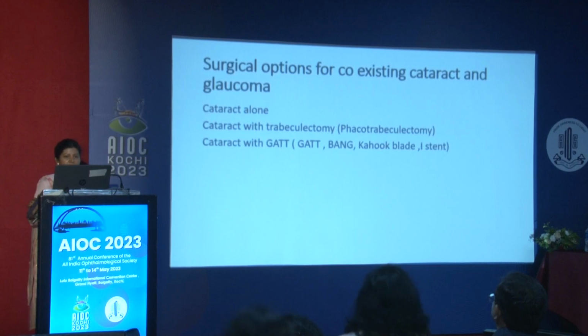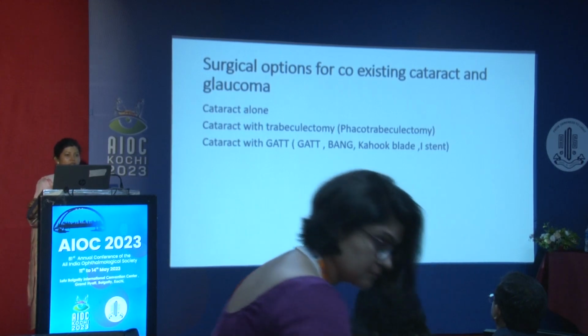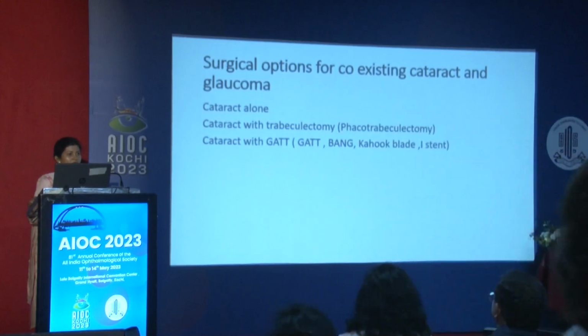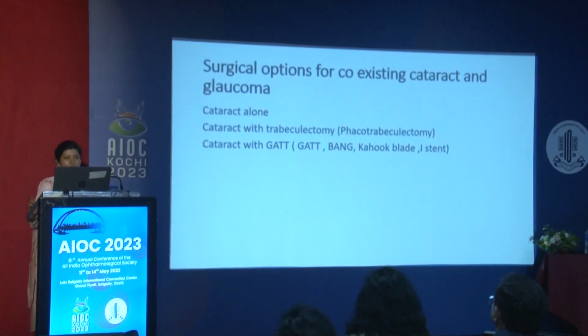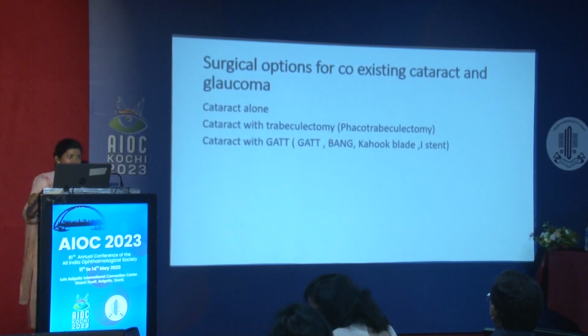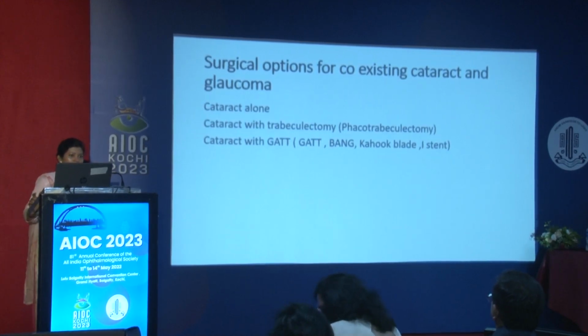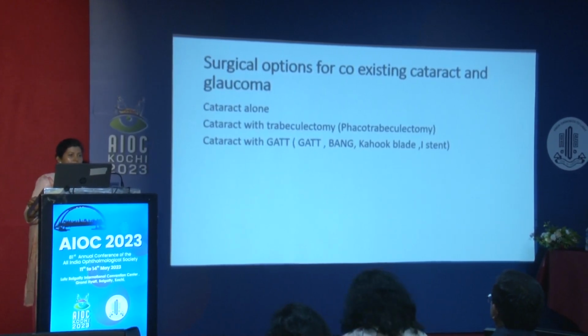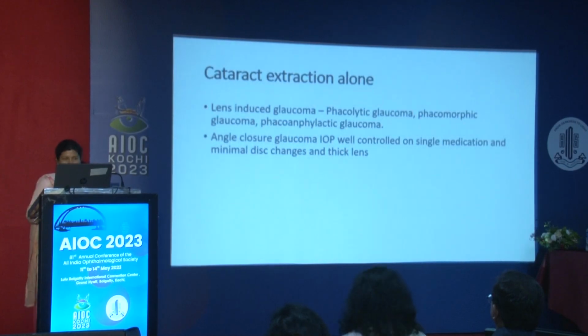What are the surgical options for this condition? We can do cataract alone if there is early glaucoma and the pressures are controlled with just one topical anti-glaucoma medication, and there are hardly any disc changes and field changes. We need to do cataract with trabeculectomy when there is advanced glaucomatous damage and the IOP is uncontrolled with medications. And more recently, we are able to add mixed procedures, that is microincisional glaucoma surgeries, to cataract in patients who have mild to moderate glaucoma and are open angle.